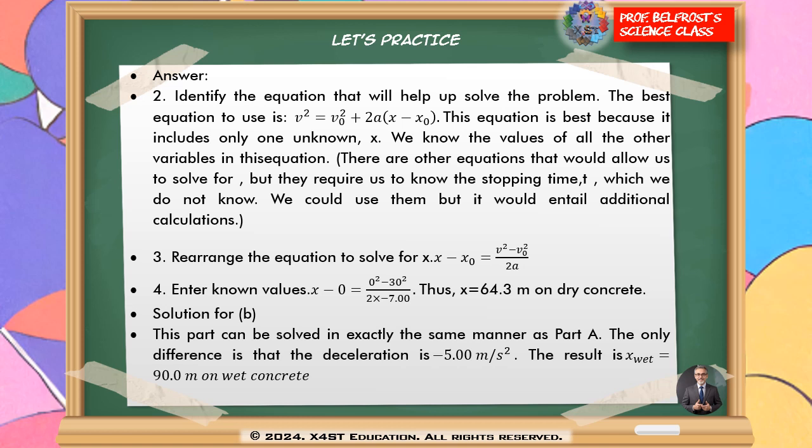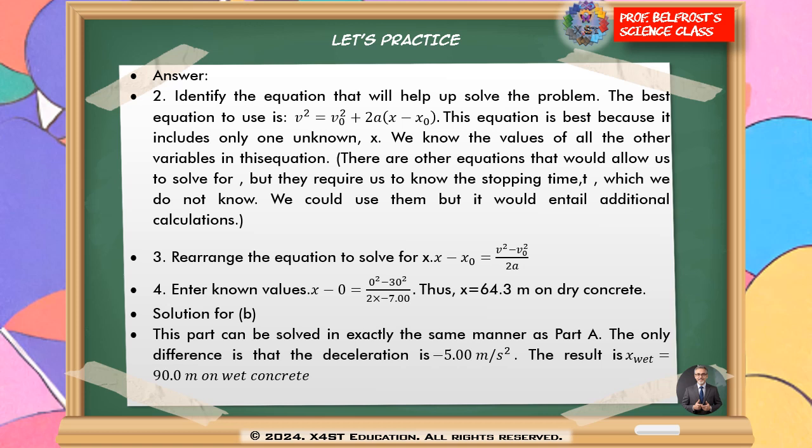We identify the equation that can best suit this problem. We can use this equation, v squared equals v0 squared plus 2a times delta x. Then we rearrange the equation to solve for x, like shown in the slide. Enter all the known values, and we expect it will yield x equals 64.3 meters on dry concrete. Again, this is three significant figures, as what the problem indicated us to give.